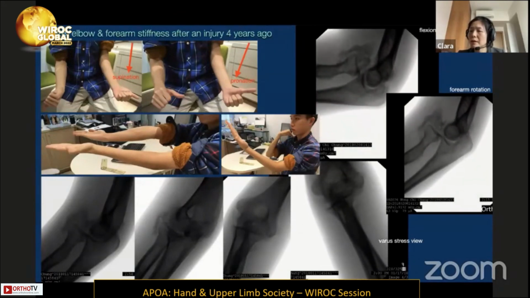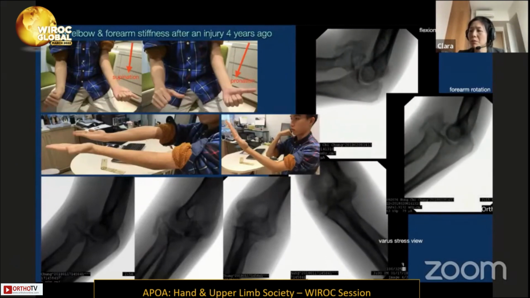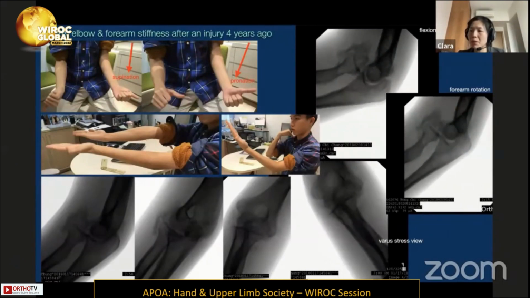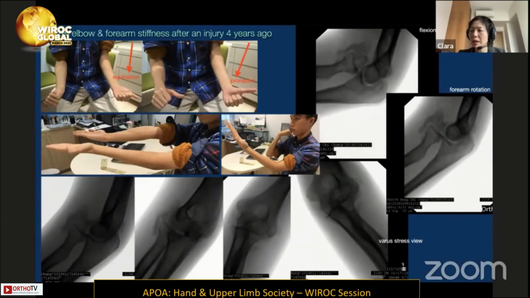At this juncture, a dynamic X-ray is very helpful to give further information about the elbow and forearm motion in relation to the heterotopic bone, and also lets us know whether there is mobility between the heterotopic bone and the radial head, and the degree of the MCL laxity.